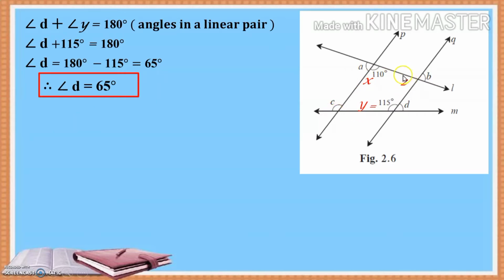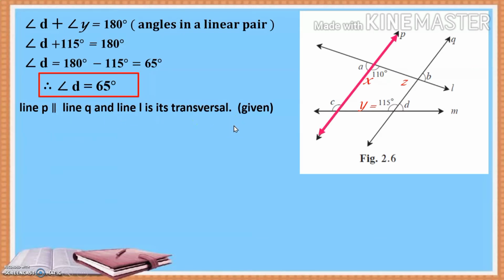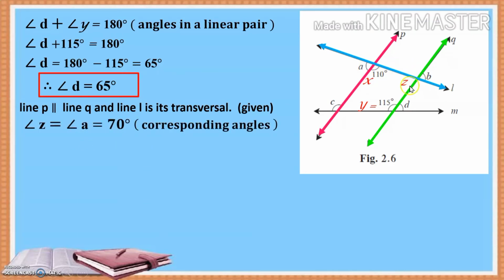Now, in order to find B, first we will try to find out Z. Now to find out Z, let's write this next step. Line P is parallel to line Q and line L is its transversal. So let's see the lines. Line P, line Q are parallel and line L is the transversal. Now when these lines are there, angle A will be equal to angle Z because they are corresponding angles. So angle Z is equal to angle A equal to 70 degrees. They are corresponding angles. So therefore I can say that Z is equal to 70 degrees.